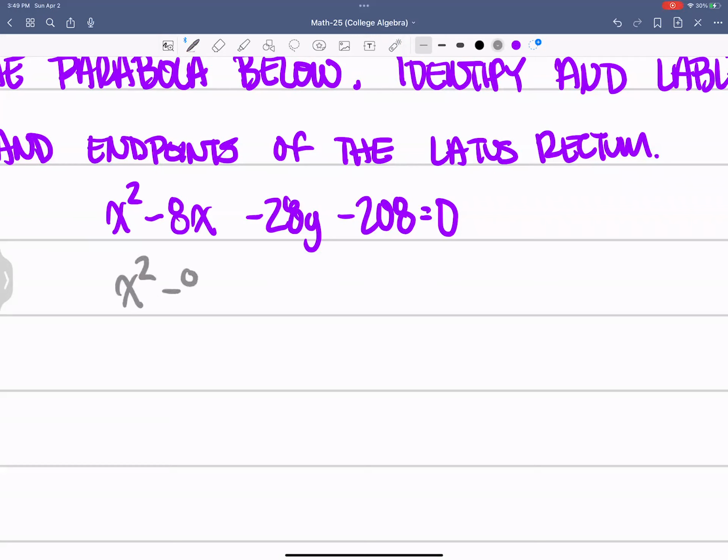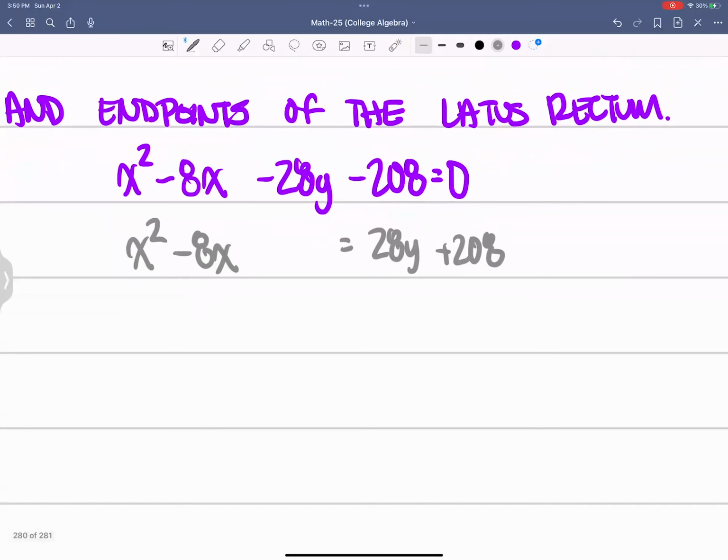So what we have here is x squared minus 8x. Since I know that we're going to have to eventually complete the square, let's leave a little space there. And over here we have 28y plus 208. All right, kind of looks good so far. Let's complete the square on the left side so that we get a little bit closer.